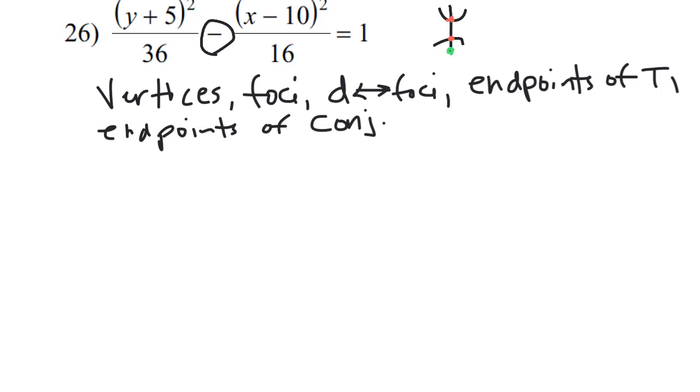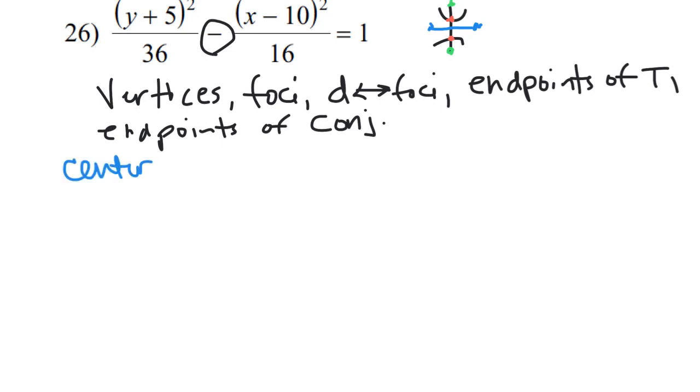My foci are going to be on the inside of the curves. And my endpoints of my conjugate axis are going to be this direction. So these are the things that we need to find. We need to find the vertices, the foci, the distance between the foci, the endpoints of the transverse axis, which would be my vertices, and the endpoints of the conjugate axis.